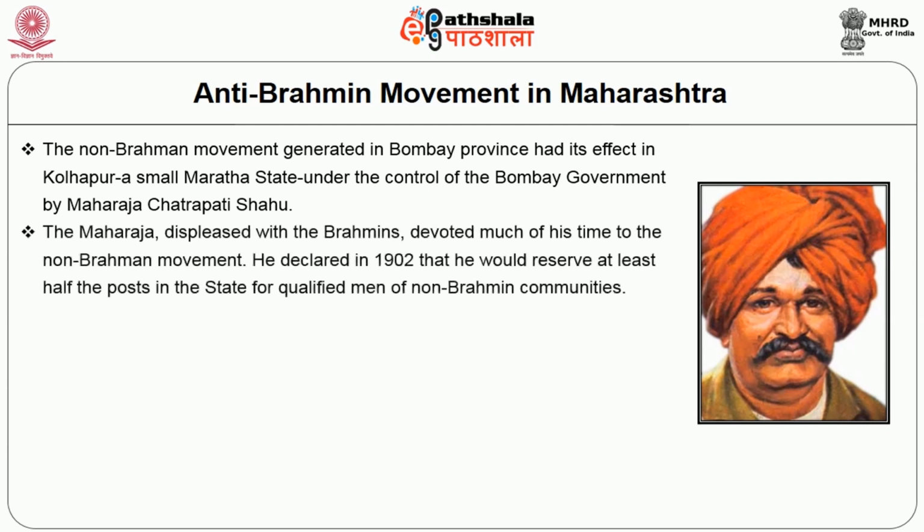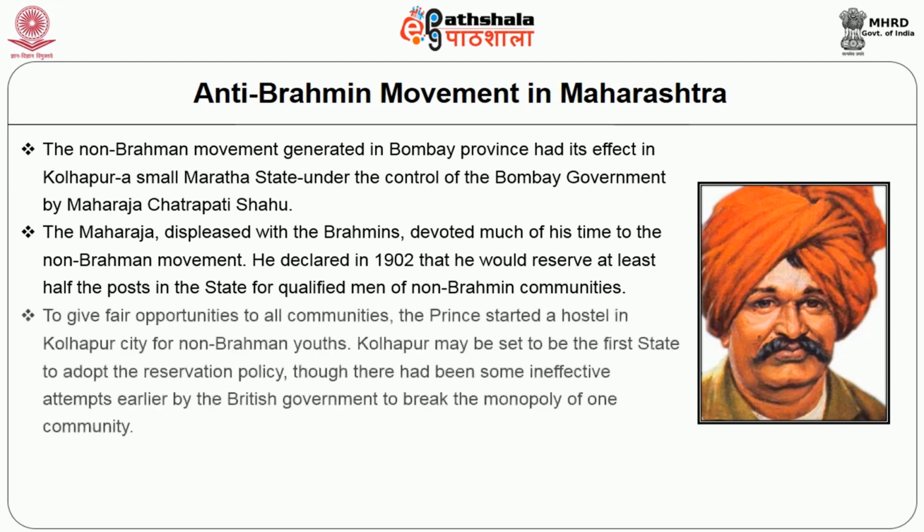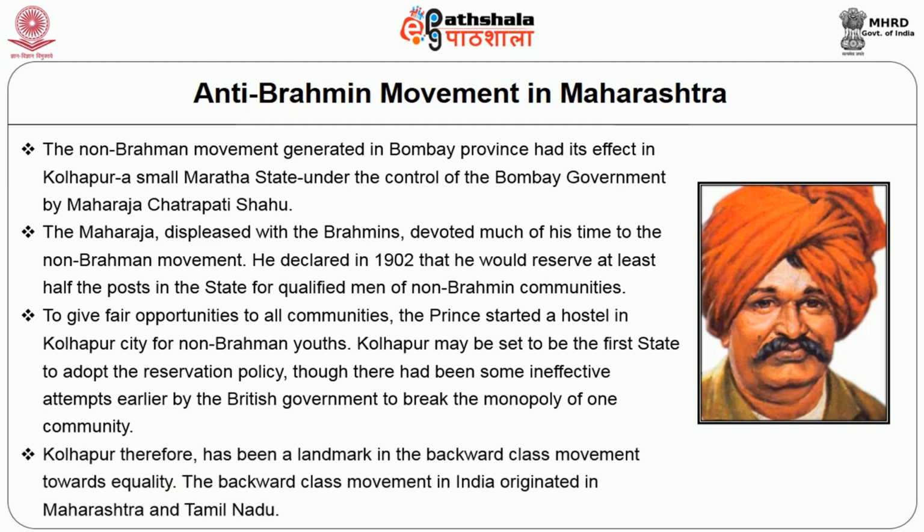The Maharaja, displeased with the Brahmins, devoted much of his time to the non-Brahmin movement. He declared in 1902 that he would reserve at least half the posts in his state for qualified men of non-Brahmin communities. To give fair opportunities to all communities, the prince started a hostel in Kolhapur city for non-Brahmin youths. Kolhapur may be said to be the first state to adopt a reservation policy, though there had been some ineffective attempts earlier by the British government to break the monopoly of one community. Kolhapur, therefore, has been a landmark in backward class movements toward equality.